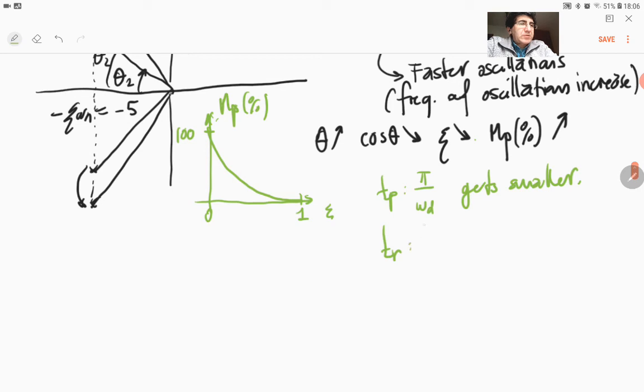So is the rise time, because it also has a relationship given by pi minus theta over omega d. You see that theta increases and omega d increases, and theta has a negative sign, so it's going to decrease the numerator, and the denominator increasing decreases the term. So Tr also goes down, as well as Tp, the peak time. Tp also decreases.